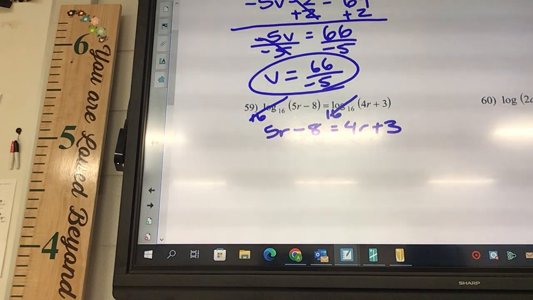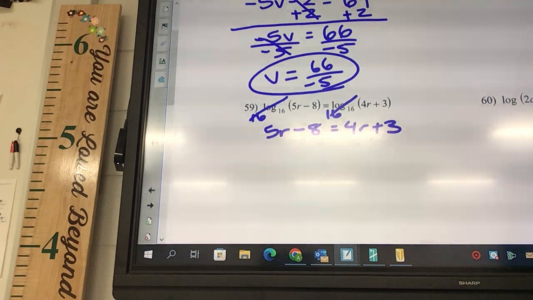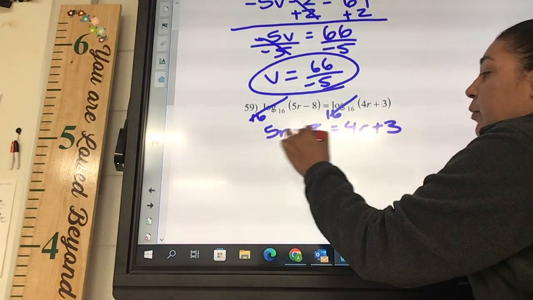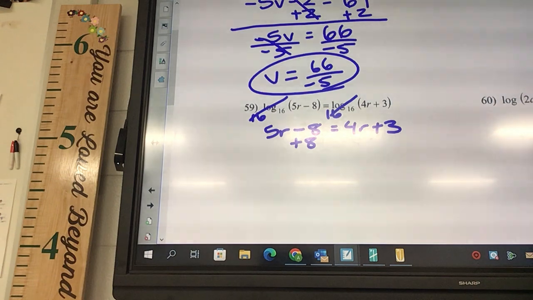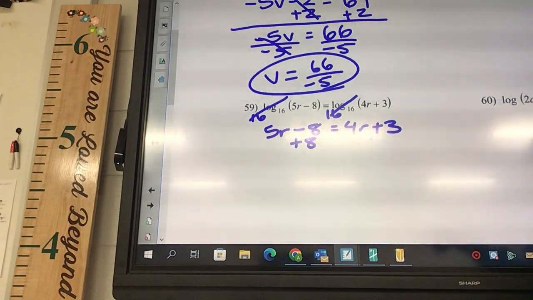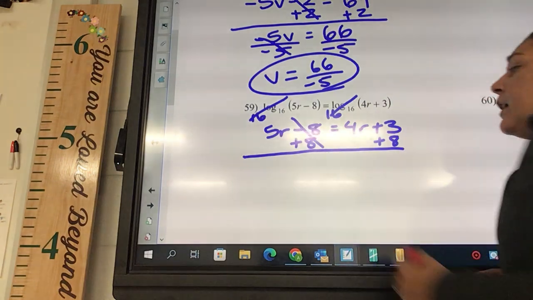Okay, what needs moved? We're trying to get our letters to the left and the numbers to the right. What's going to need moved? The 8 is definitely going to need moved, so I'm going to say plus 8. What is that going to go under? Well, whatever I do to one side, I have to do to the other side. So is it going to go under the 4r or the 3? The 3. Why can't we put it with the 4r? Yeah, it doesn't have a letter.